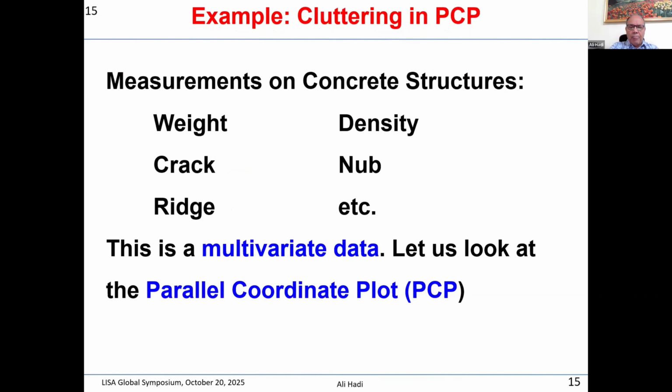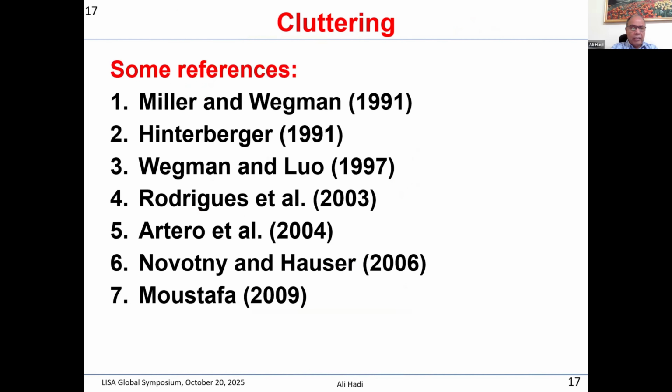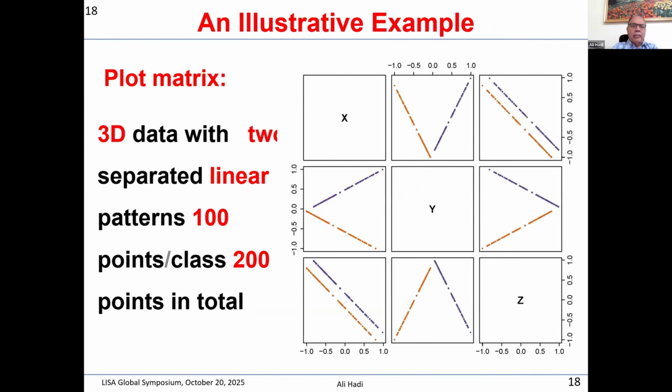Let me give you an example of that, which again is large but not really big data. This is the measurement of concrete structures. So we have this multivariate data here, and if you look at the PCP, it looks like that. We have 1, 2, 3, 4, 5 variables in this case. But as you can see here, this parallel coordinate plot, just like the orthogonal coordinate plots, also suffers from cluttering. These are some references here about the cluttering problem. Let me give you an example here to illustrate the point.